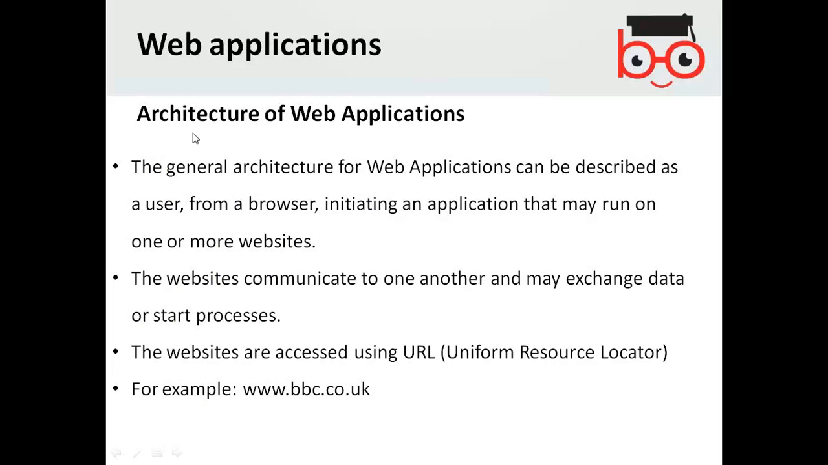Now we talk about the architecture of web applications. The general architecture of web applications can be described as a user from a web browser initiating an application that may run on one or more websites. Websites communicate with one another, may exchange data, or start processes. Websites are accessed via URL, Uniform Resource Locator. For example, www.bbc.co.uk is the URL. So when you talk about an internet address, you are basically accessing a URL. I understand. Okay, fine.